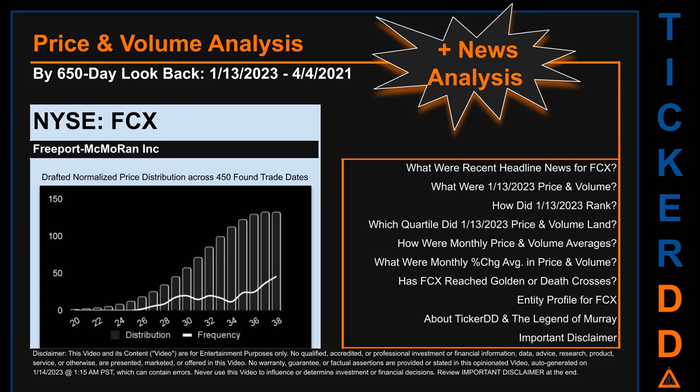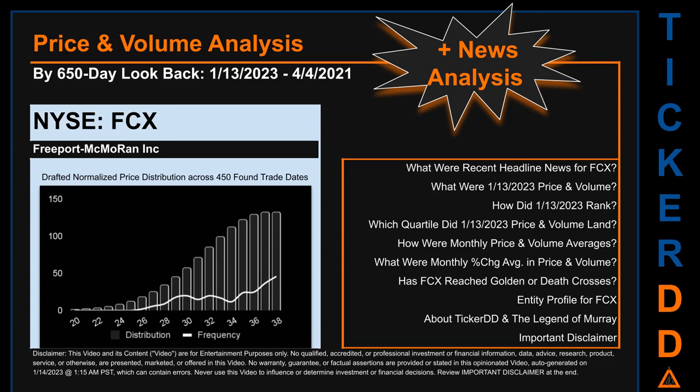FCX went public on May 5, 1988, which was roughly 34 years and 8 months ago. Looking back 650 calendar days from Friday, January 13, 2023 to Sunday, April 4, 2021, we found 450 applicable trade dates for use in our analysis.